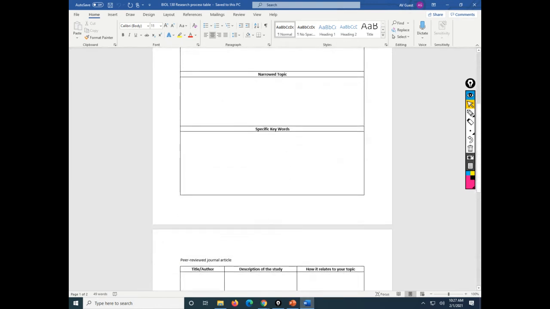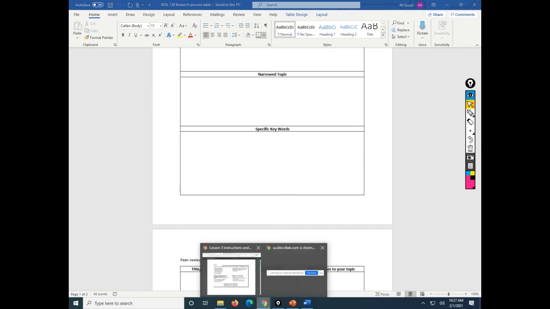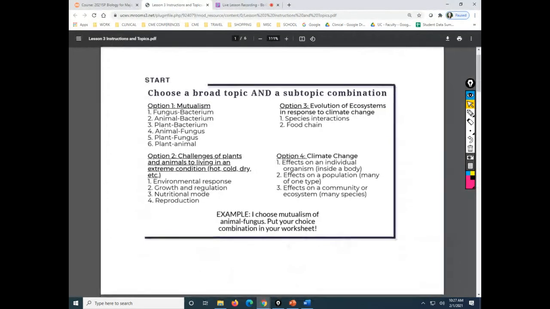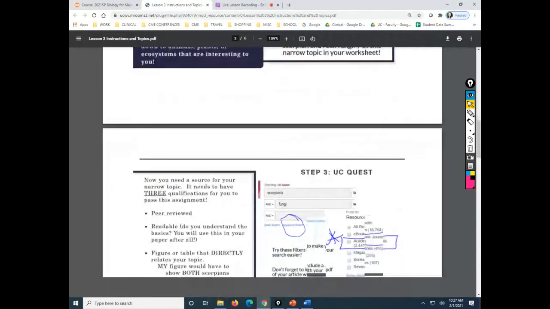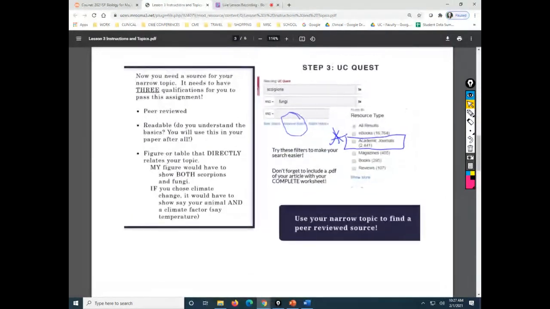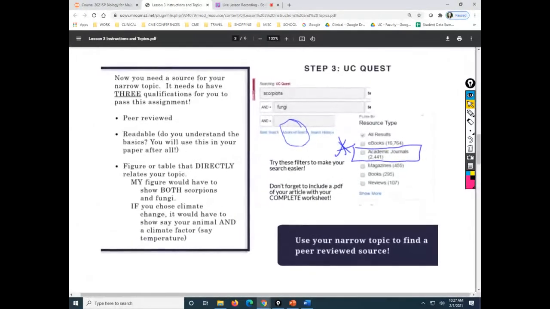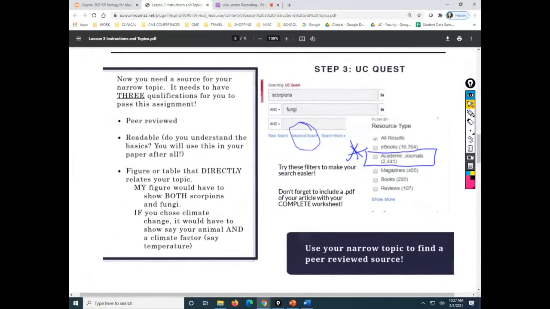So we see my next box is saying specific keywords. So now we know I'm going to search something again. But there's no point in going back to Google. We already did that, right? So now we need to go somewhere else. Where do we go next? Okay, so now we're going to go to UC Quest.